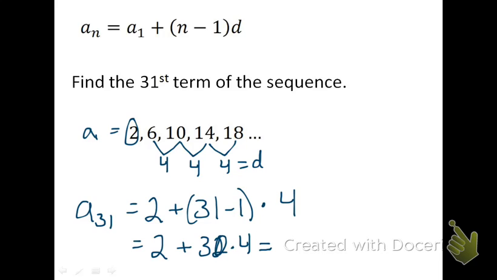So we have 2 plus 30 times 4. I'm going to confuse you here. 31 minus 1 is 30. So we have 30 times 4. So we get 2 plus 120, 122. So the 31st term of the sequence is 122.